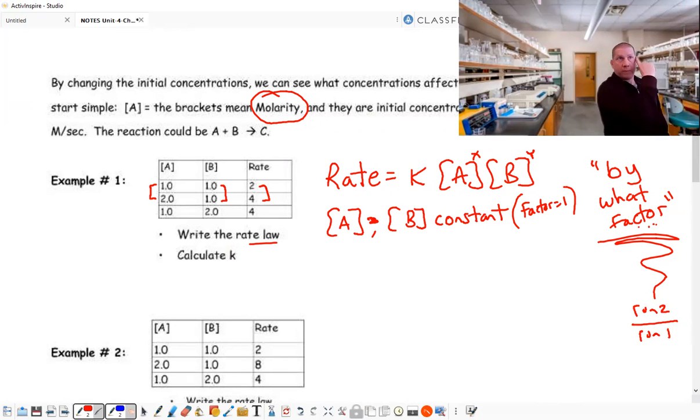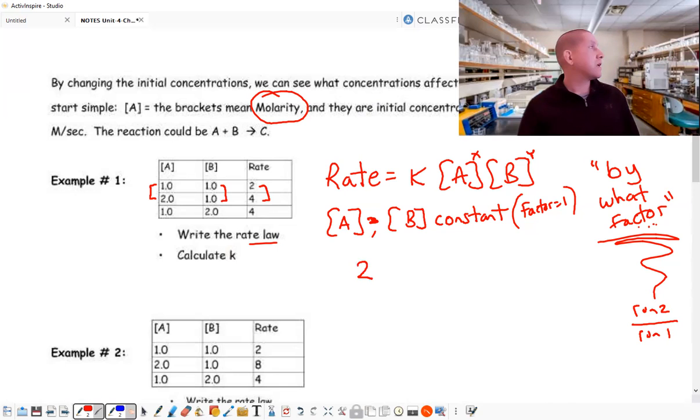So 1 divided by 1. All right, so how is A changing now? A is going from, and I made these easy, I made them 1s and 2s in the beginning. So A is going from a molarity of 1 to a molarity of 2. By what factor is that? It is doubling. It's changing by a factor of 2. Once again, if you can't figure it out, divide 2 divided by 1.